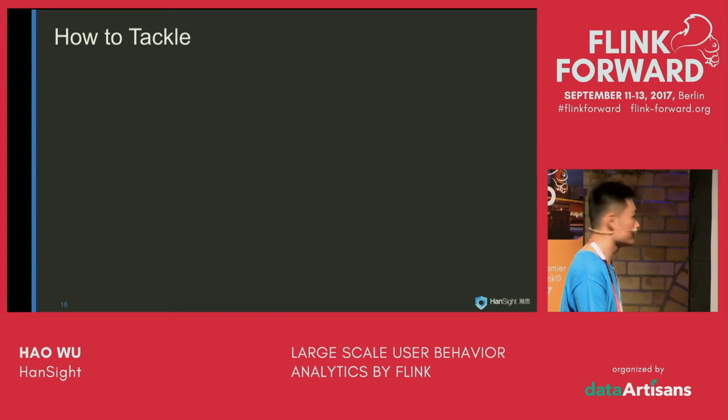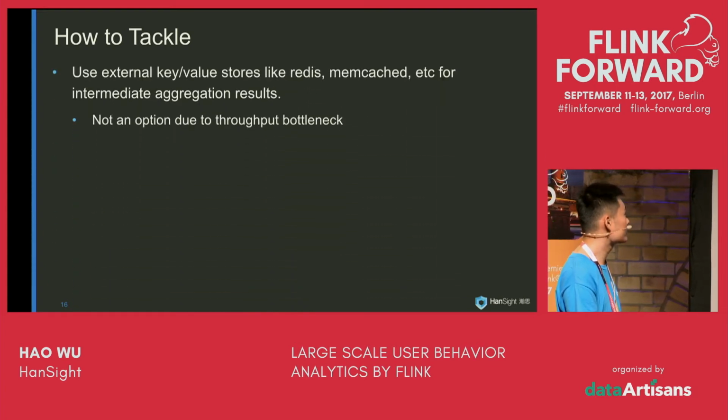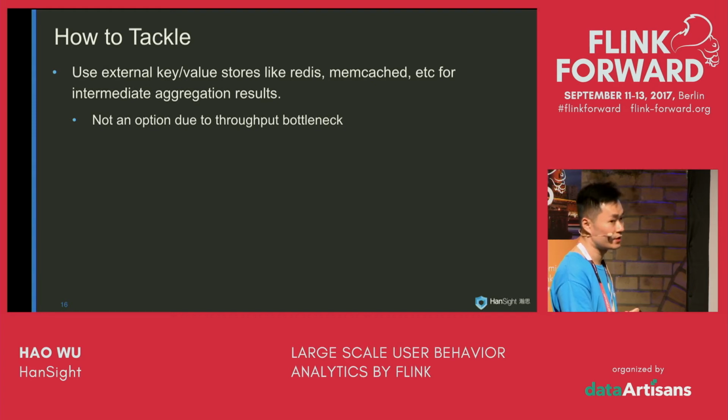But there's a way to work around. Use an external key-value store like Redis. We tried that. Memcache, we also tried that. But none of them works because Flink is very fast, but all those stores are kind of slow. So it'll cause back pressure for Flink. So that's not doable.